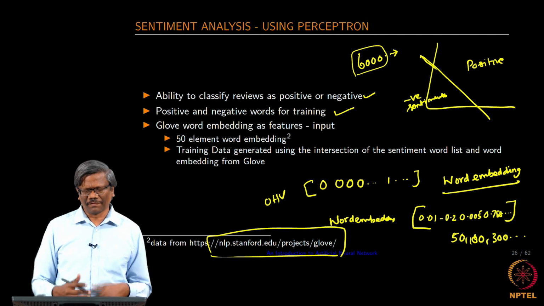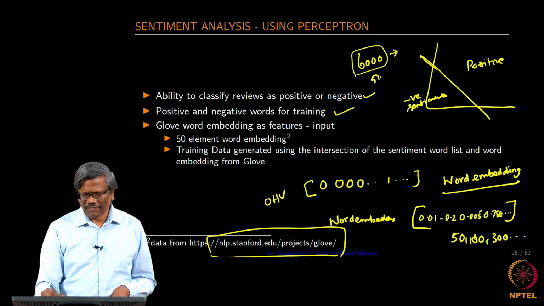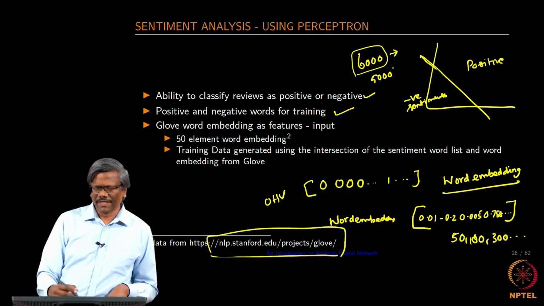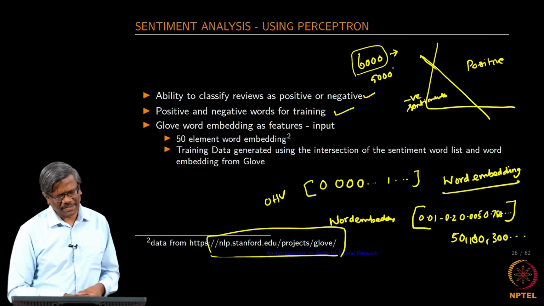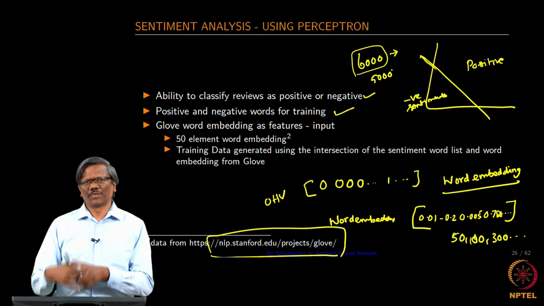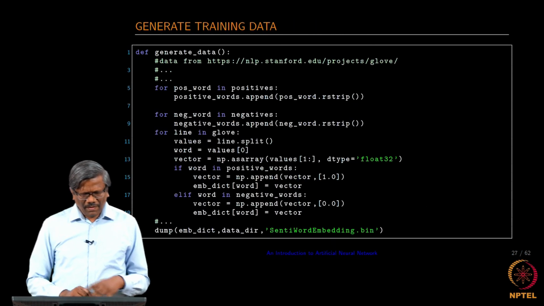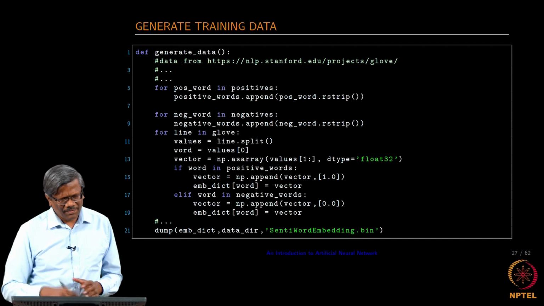So, for the sake of our understanding, even if you get about 5,000 words from the word embedding, and if they are matching, that is good enough for us. I am going to be using that set of words as input for this application. Okay, so this is what I explained.